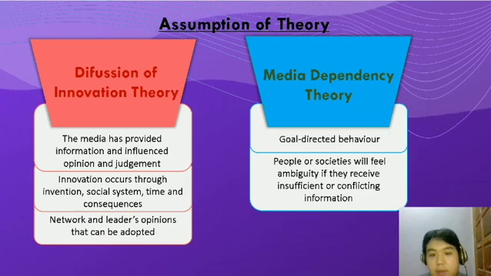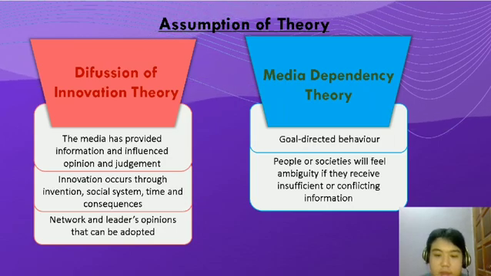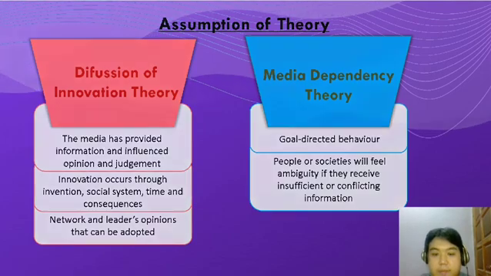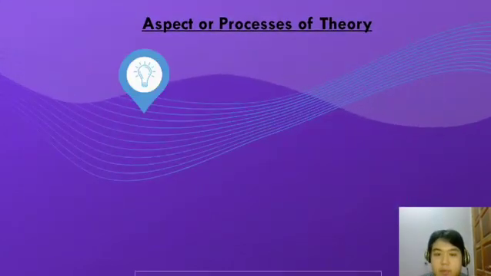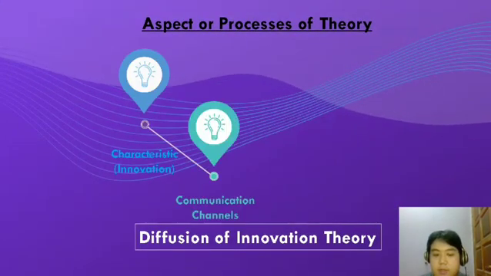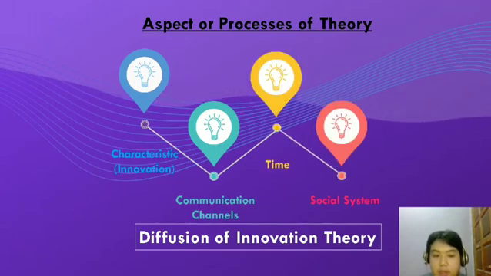So we move to the second one, which is media dependency theory. In this theory, there are two assumptions. The first one is goal-directed behavior, and the second one is that people or societies will feel ambiguity if they receive insufficient and conflicting information. We move on to the aspects and processes of the theory. The first one is diffusion of innovation theory. There are four processes, which are the characteristics, communication channels, time, and social system.